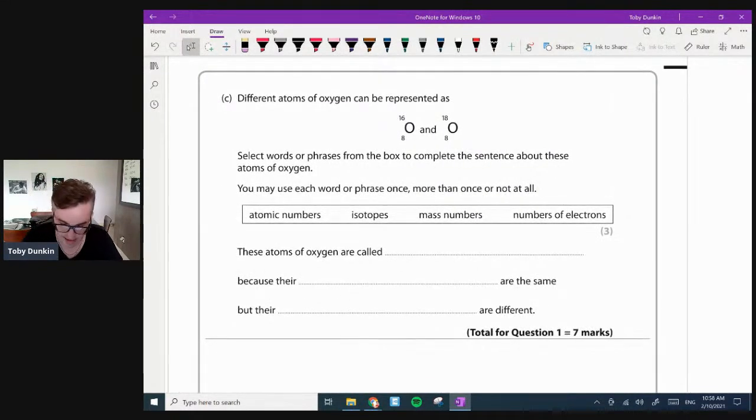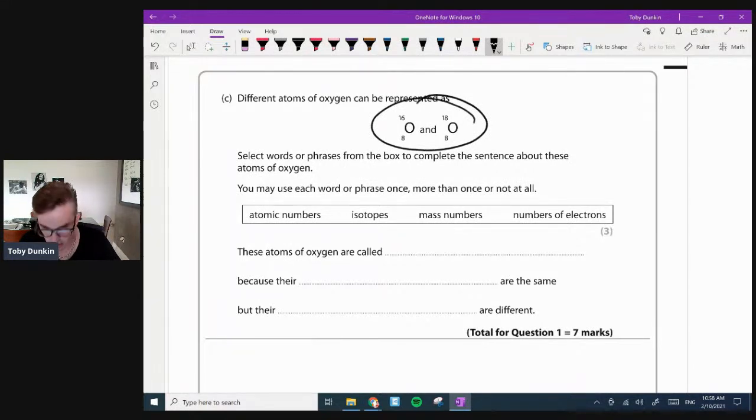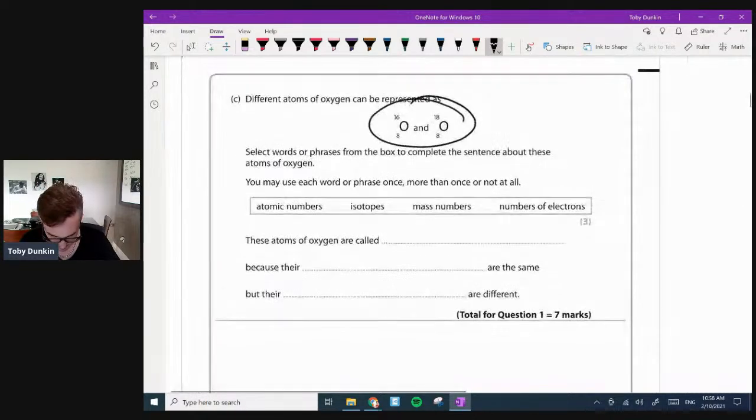Okay, so now we're looking at 2 isotopes of oxygen. You may use the words once, not at all, or multiple times. It's almost 8:30 in the morning. Where are you, Mita? Where are you?